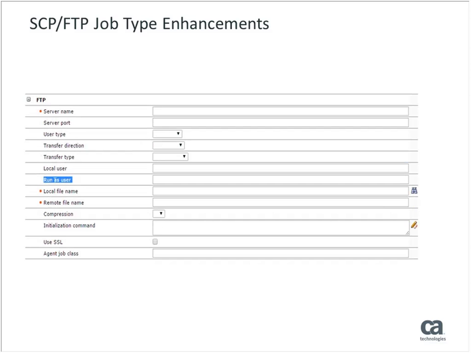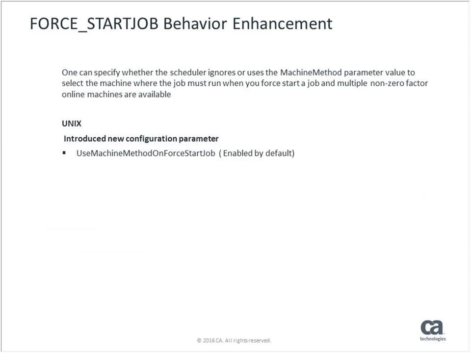We have already covered this run as user as part of SCP, and it is the same for FTP as well. It allows the agent to run the job as this particular user. So this user will take the form of user@host, and this user@host has to be defined using autosys secure, so that the appropriate credentials are passed to the agent. That concludes the enhancements that we made for FTP and SFTP job types.